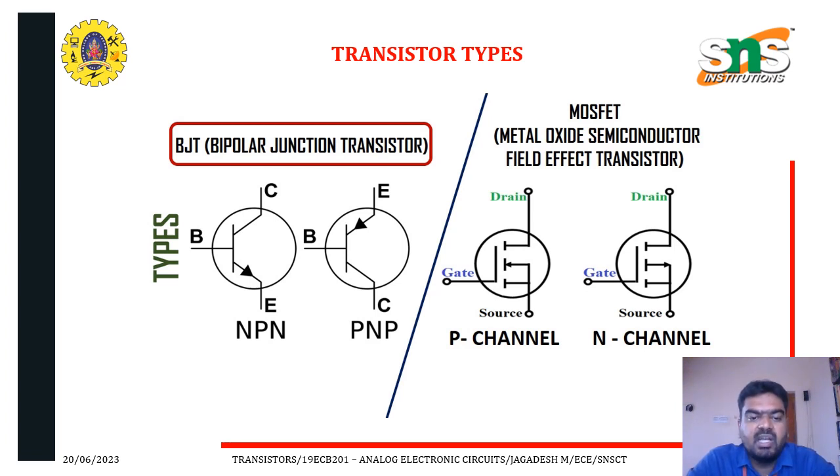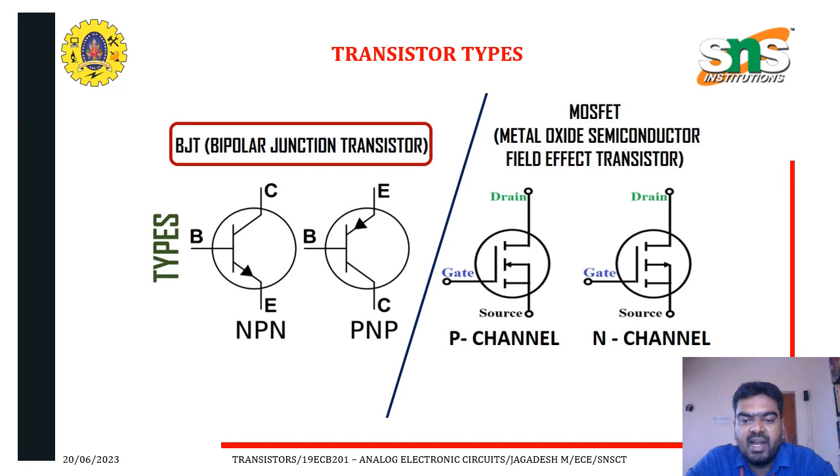And the BJT can be classified into two types. One is an NPN transistor, another one is a PNP transistor. In a previous session, we discussed the diode. The diode has two materials, P type and N type. It is manufactured with the two materials. In the case of the BJT, it will have two PN junction diodes. If you join them together, that creates the BJT, called an NPN or PNP transistor.